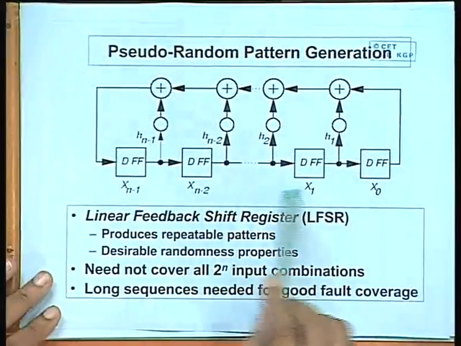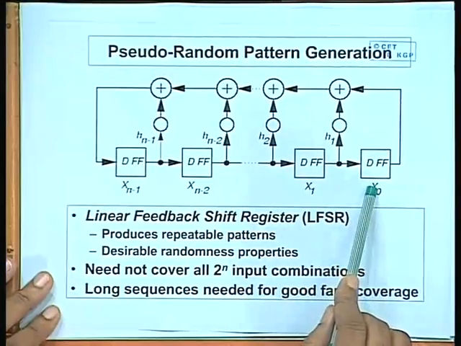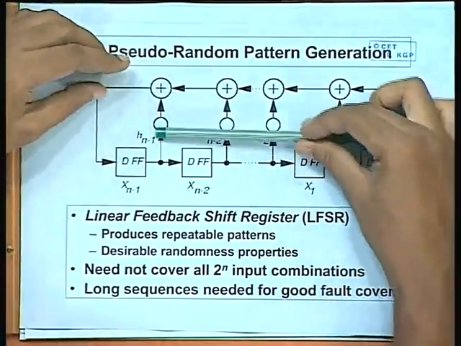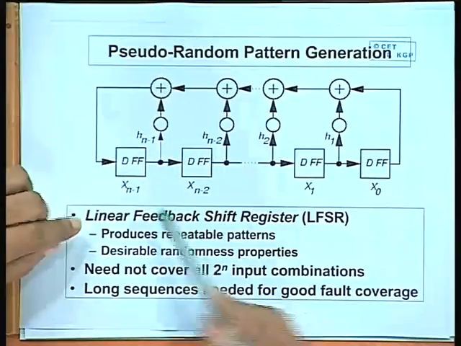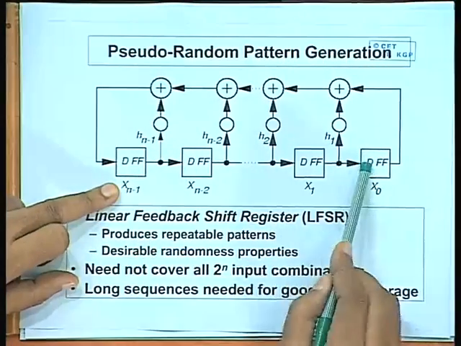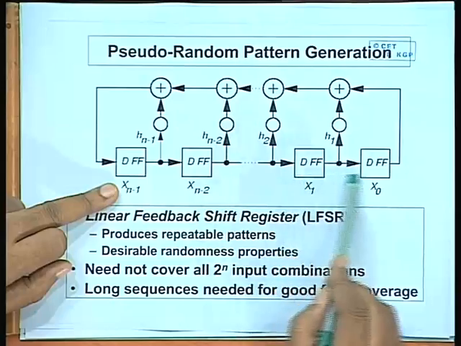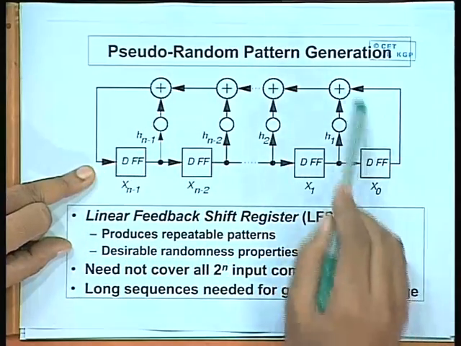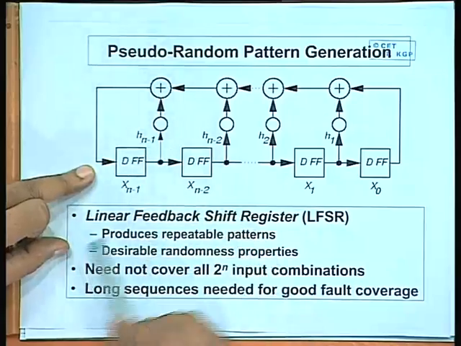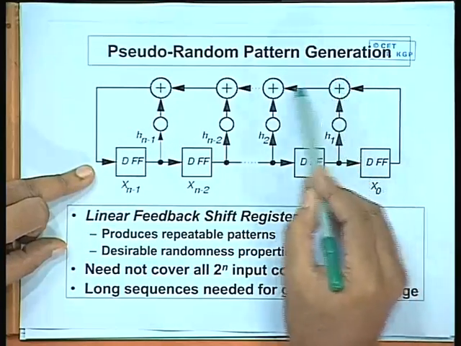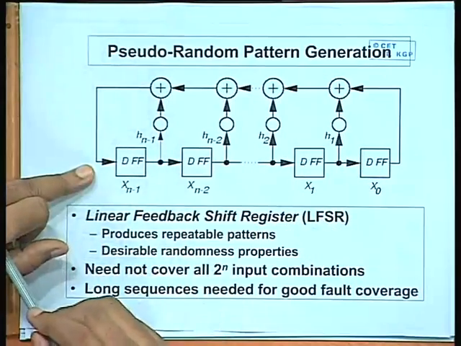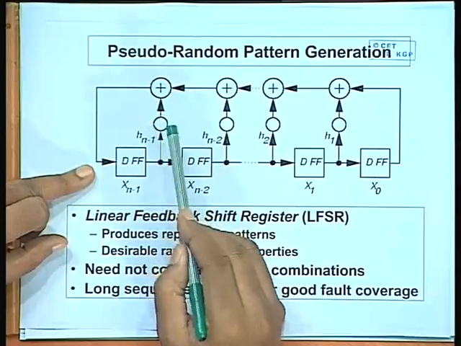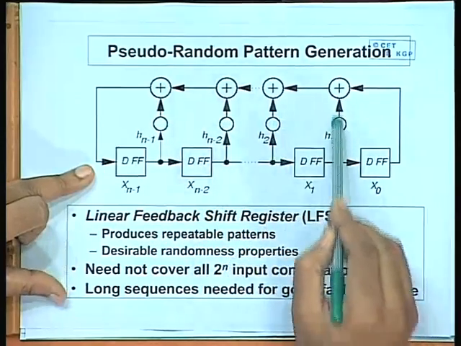This diagram shows you what a linear feedback shift register looks like. If you just ignore the circuit on top of this, there are some D flip flops which are connected as a shift register. So, essentially it is a shift register with some additional logic. These circles are exclusive OR gates. You can ignore these for the timing, assume that they are all connected.